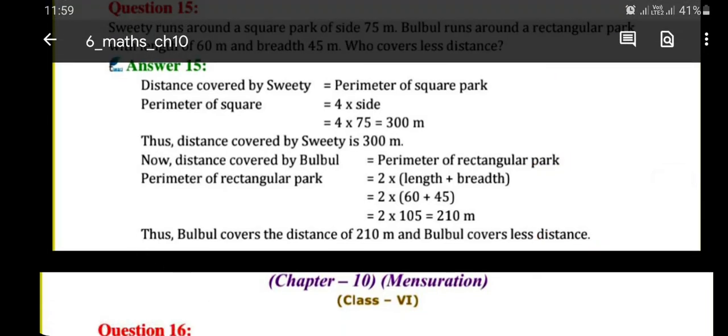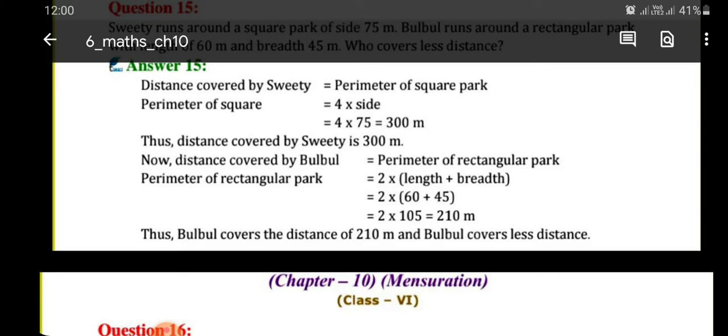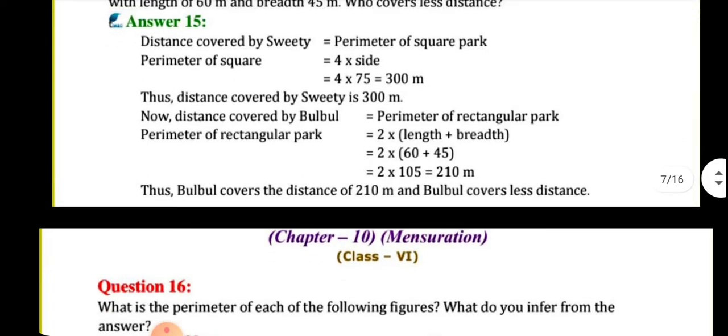So here, according to the formula, the perimeter of the square is 300 meter and the perimeter of the rectangular park is 210 meter. Compare both of them. You can see here that Bulbul covers the less distance.